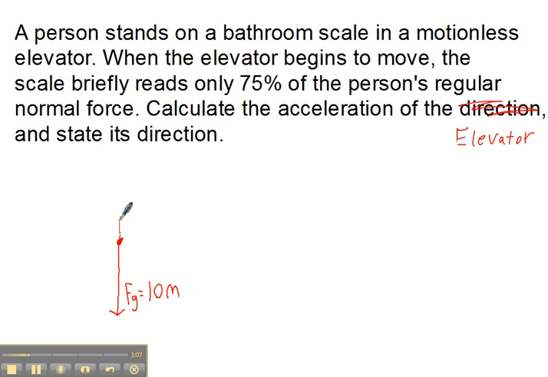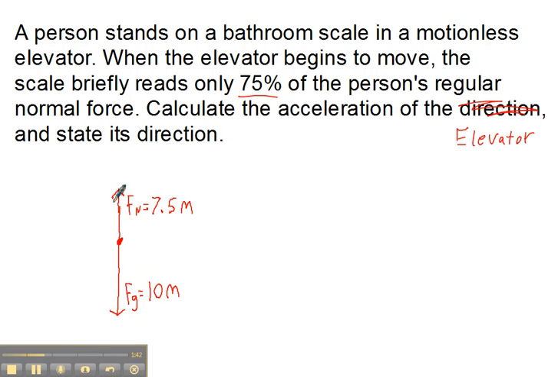And then for the normal force, they told you that it's 75% of his regular normal force. Well, if the regular normal force is 10m, 75% of that would be 7.5m, right? Doesn't matter what value you put in for m. If normal is 75% of the force of gravity, it'll end up looking like that. I should probably shrink that to scale a little bit better because the downward force is bigger, right?